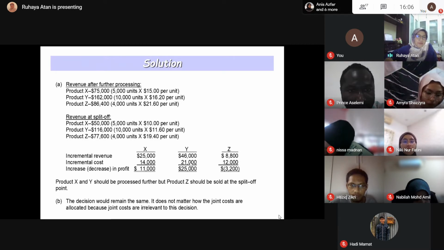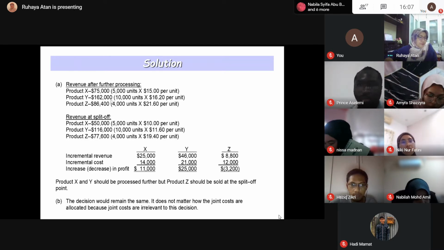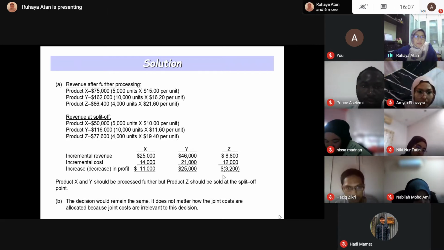Similarly, you calculate for Y and Z, okay? So for Y, if you were to process further, your revenue will be 162,000. Whereas if you were to sell off earlier, without processing further, you will get 116,000. So what's the difference in the revenue? It is an incremental revenue of $46,000.